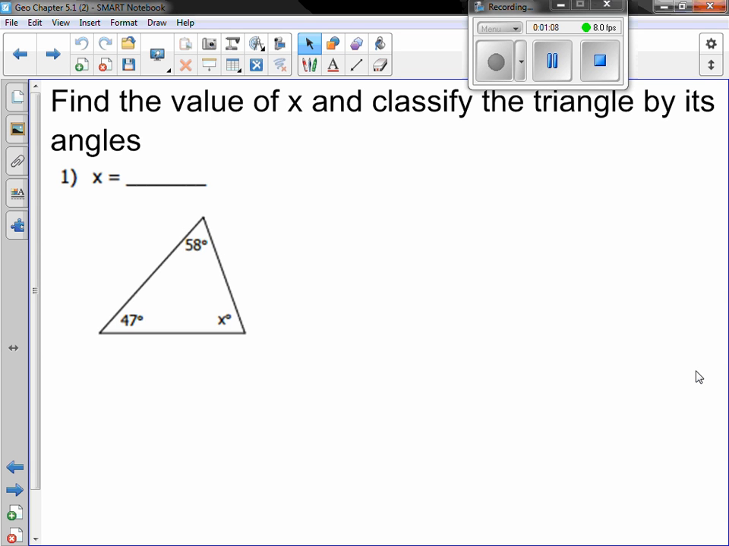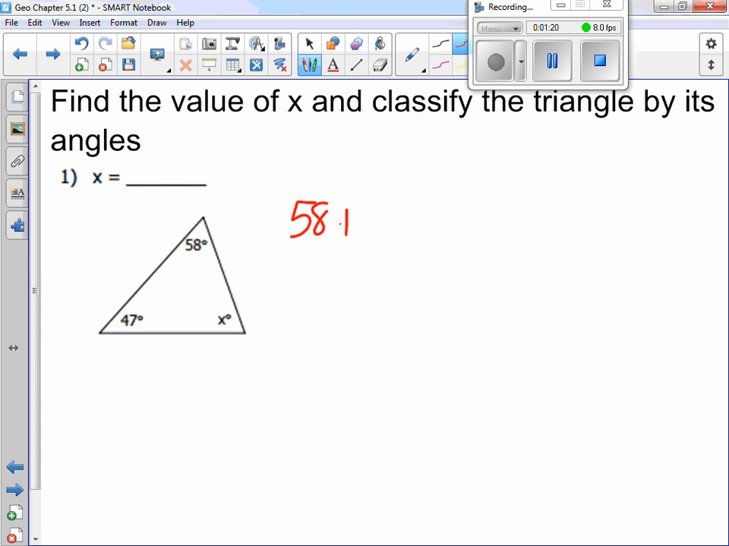Looking at this problem, what do I know about the three angles here? They equal 180. And it's asking me to find the value of x and classify the triangle by its angles. So I know that 58 plus 47 plus angle x is equal to 180 degrees. They add together to be 180. So we can combine like terms, yes? 58 and 47 would add together to be what?